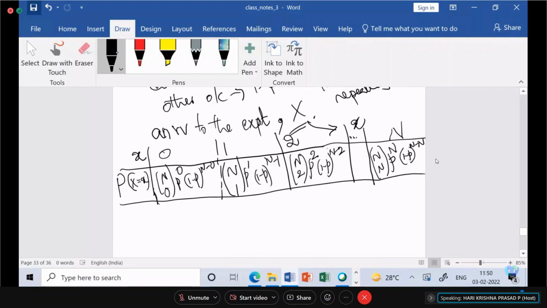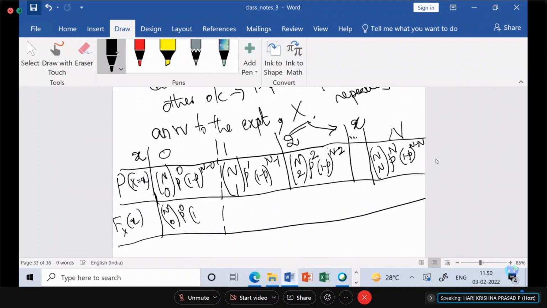Okay. Then what is the cumulative distribution function for this? The cumulative distribution function is, how do I write? NC0 p power 0 times 1 minus p to the n, because this is the first event. Then when it comes to the case x takes a value of 1, what is the value of the distribution function? NC0 p power 0 1 minus p to the n plus NC1 p raised to power 1 times 1 minus p raised to power n minus 1.